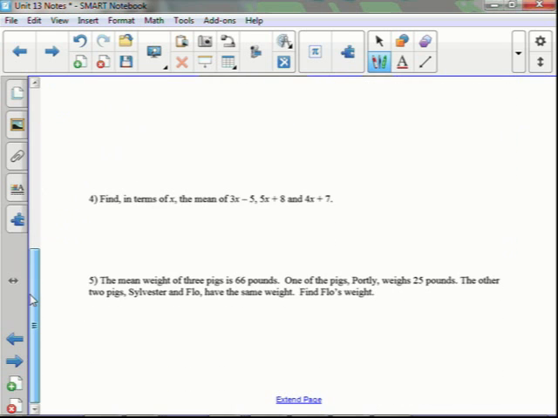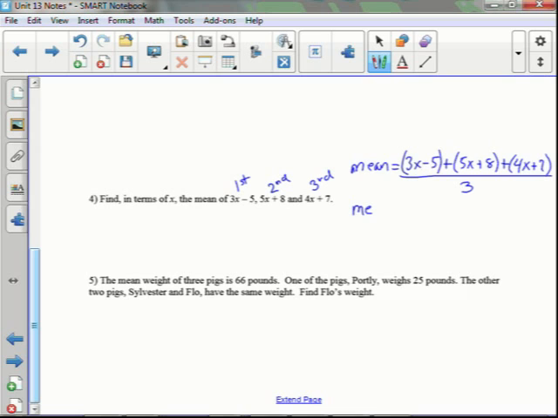All right, now our last one for the day is going to be number 4. Find, in terms of x, the mean of 3x minus 5, 5x plus 8, and 4x plus 7. Okay, so what we have here is this is the first term, this is the second term, and this is the third term. So together we have 3 terms. So our mean is going to be 3x minus 5 plus, I'll just put it in parentheses to separate, 5x plus 8 plus 4x plus 7 divided by 3.